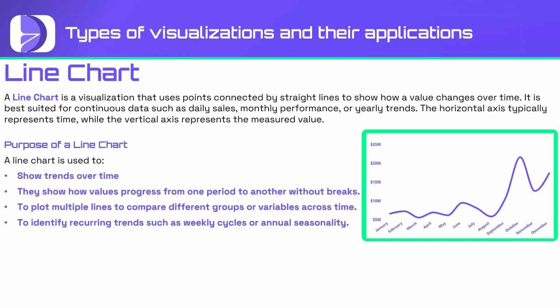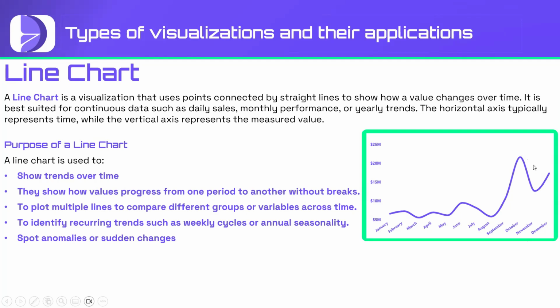Then also to identify recurring trends such as weekly cycles or annual seasonality. Another thing is that it helps to spot anomalies or sudden changes. You can see there's a sudden change between September and October, which has been spotted.